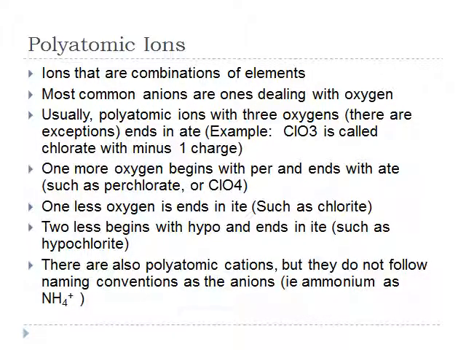So if there's 1 less oxygen than 3 oxygens, such as ClO2, instead of "ate", you would change the "ate" to "ite". So chlorate would in turn be chlorite.